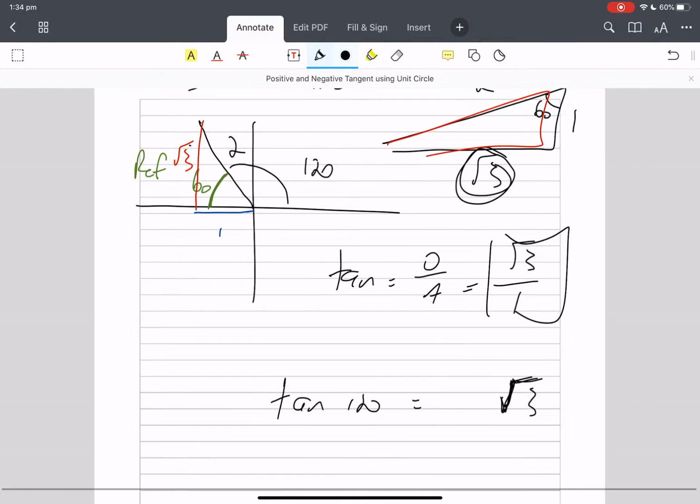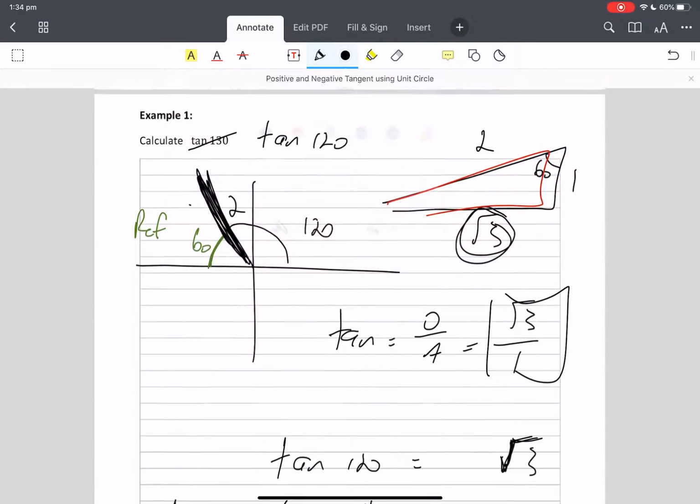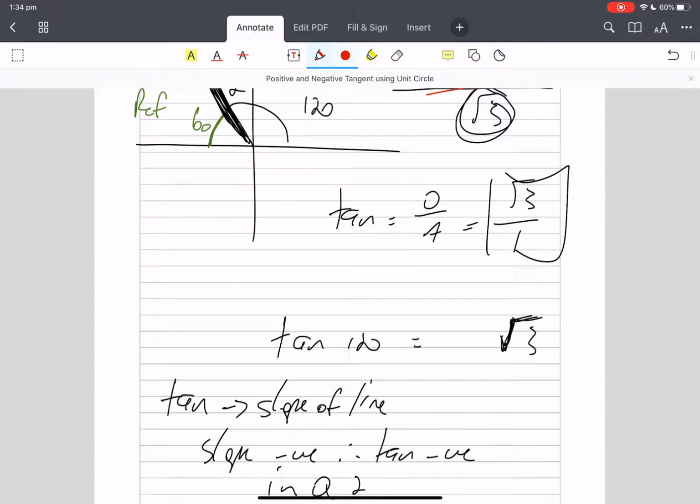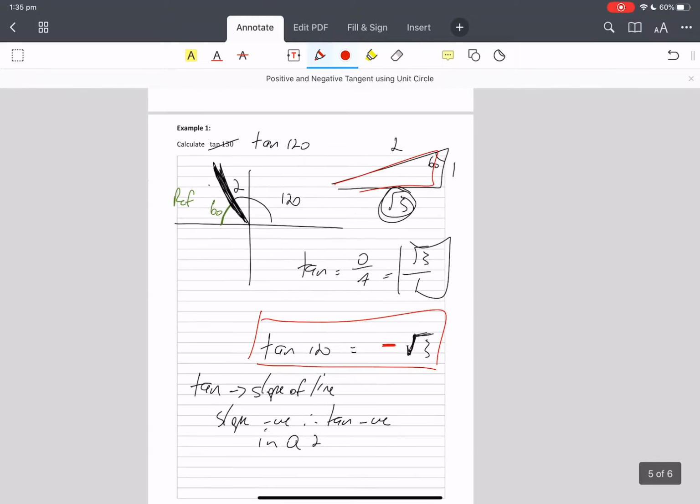All we really need to say to work out whether or not this thing's positive or negative is to go, what's the slope of that line? What's the slope of that line? Tan is the slope of the line. Slope is negative, therefore tan is negative in quadrant 2. Therefore, tan 120 is negative root 3. I jumped off that pretty quick, but there you go.